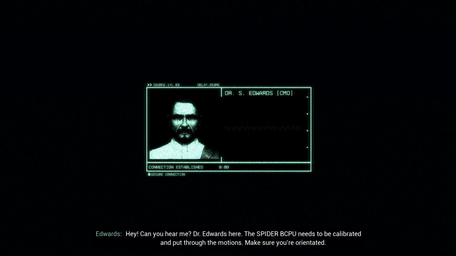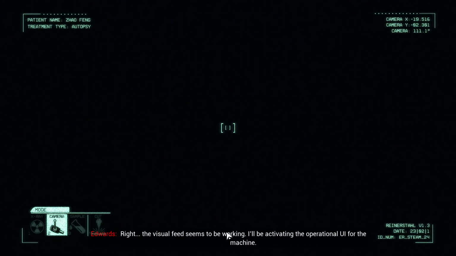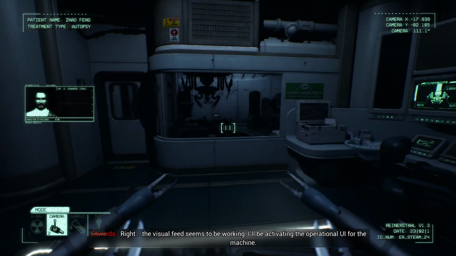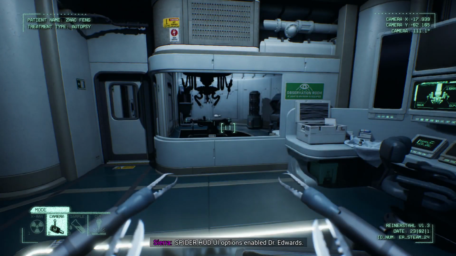Dr. Edwards here. The Spider B CPU needs to be calibrated and put through the motions. Make sure you're orientated. Let's begin. Right. The visual feed seems to be working. I'll be activating the operational UI for the machine. Spider HUD UI options enabled, Dr. Edwards.